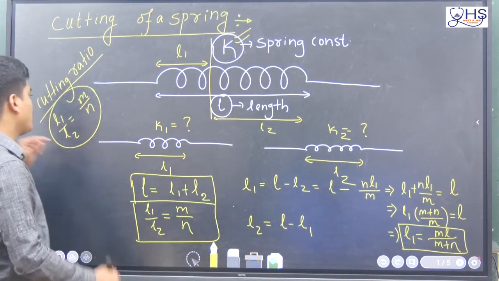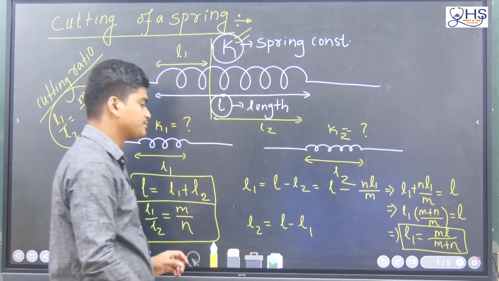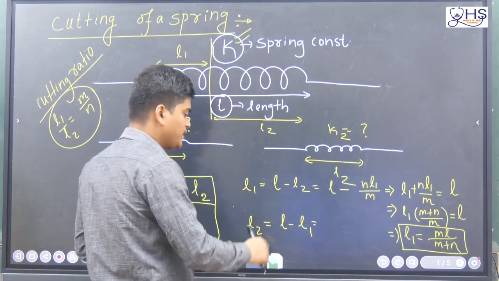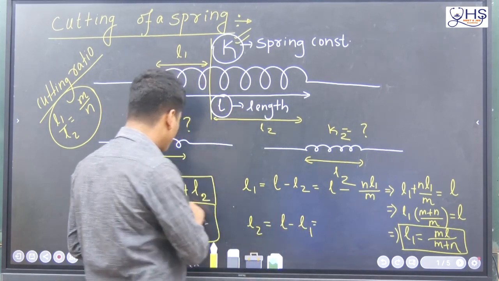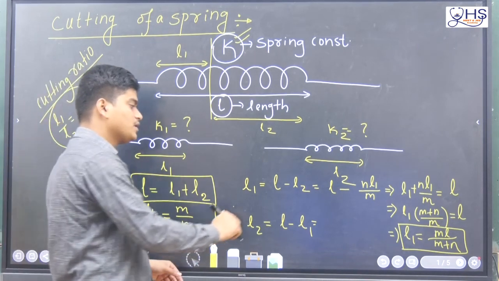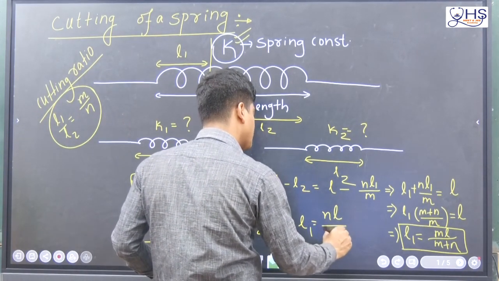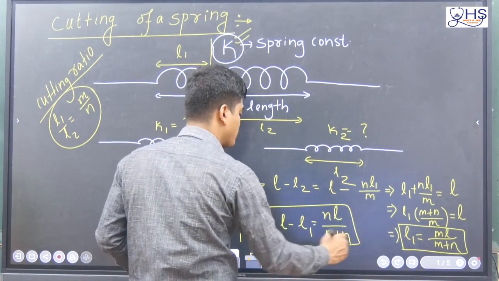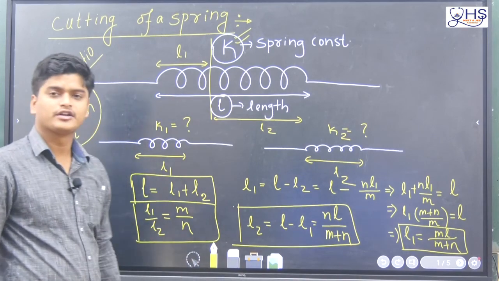Okay. And Mn is what? Now L1 by L2 ratio is nothing but M by N. Now understand here. If you calculate in a similar way and put L1 from here, that is M times L2 by N, then I will get N times L by M plus N. So this is my L1 in terms of L, and this is my L2 in terms of L.